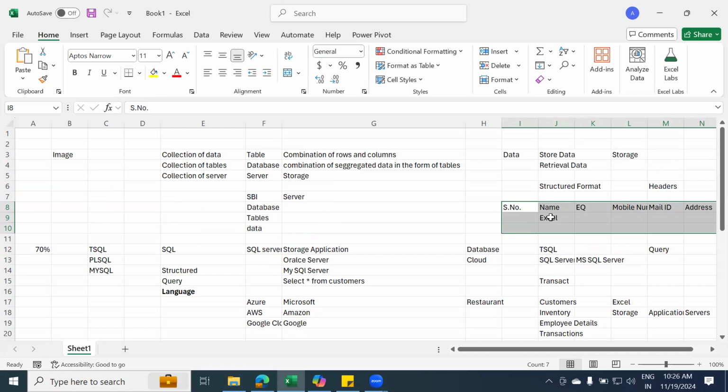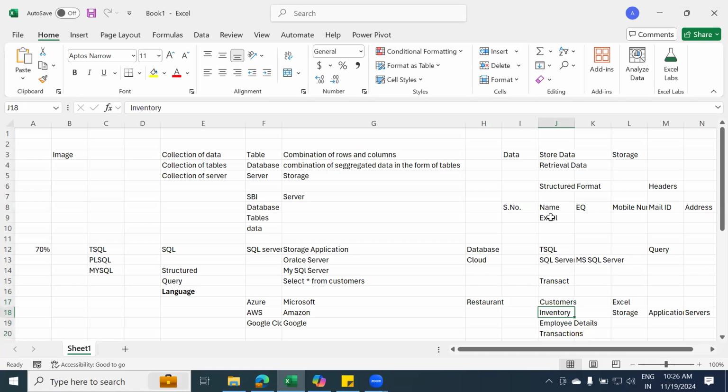I just mentioned one more thing, that let's say I have a restaurant and this is customers table, this is inventory table, this is employee details table, and this is transactions table. Now I'm trying to store the data of four tables. You can't store them individually. You need to create a connection from one table to another table. That is nothing but relational database management system.